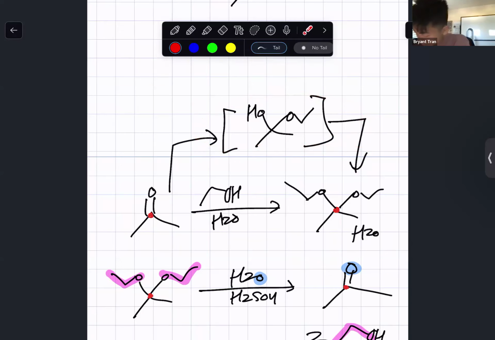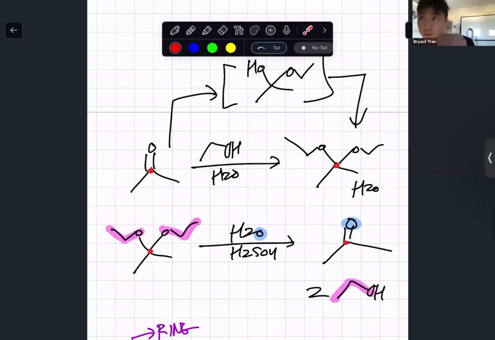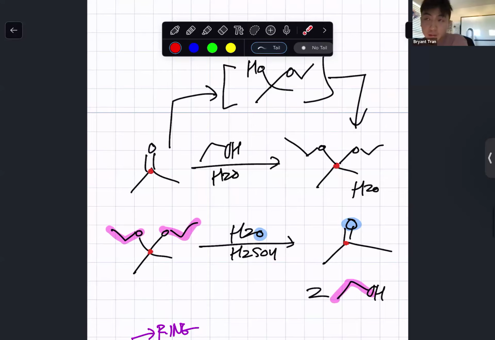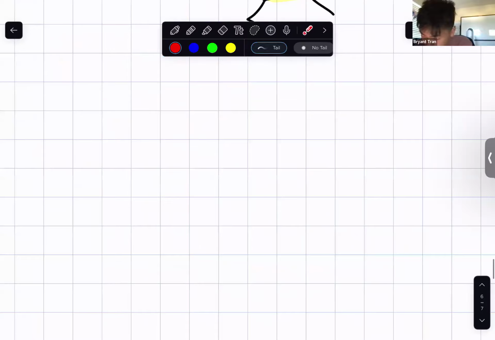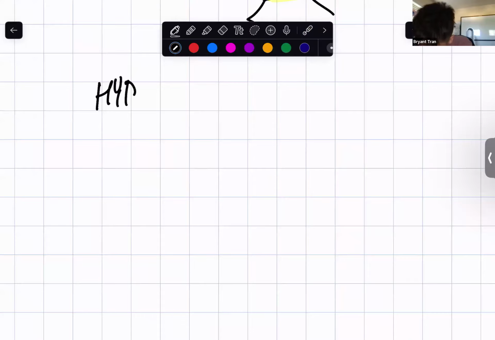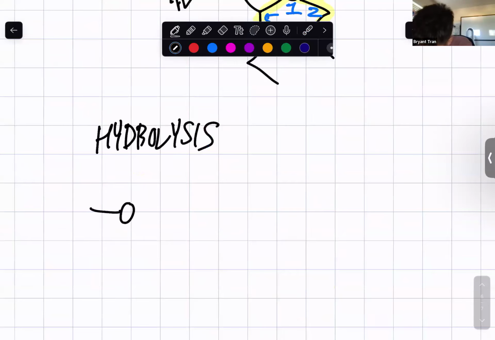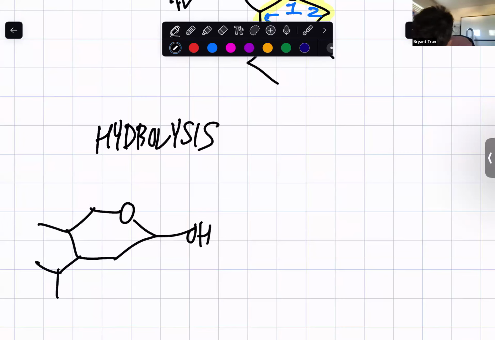Now we talked about hemiacetal formation and hemiacetal hydrolysis. We could also do hydrolysis of this hemiacetal, but it doesn't have to be that specific one. It could be different. It could be, instead of a five-membered ring, a six-membered ring like this. And then we can have some random groups like this, right? And then if you react it with water and H2SO4, we're going to get a carbonyl back.